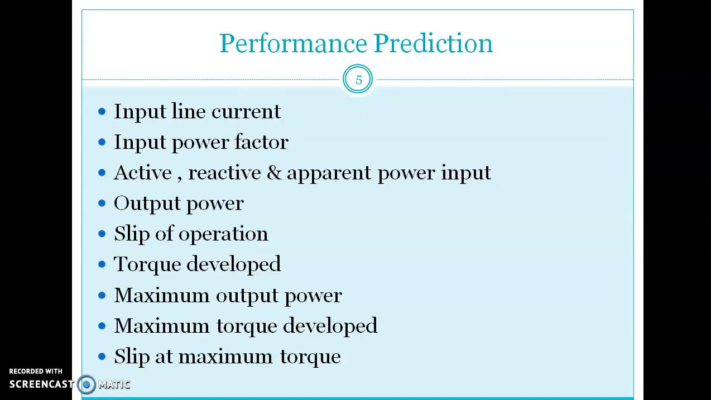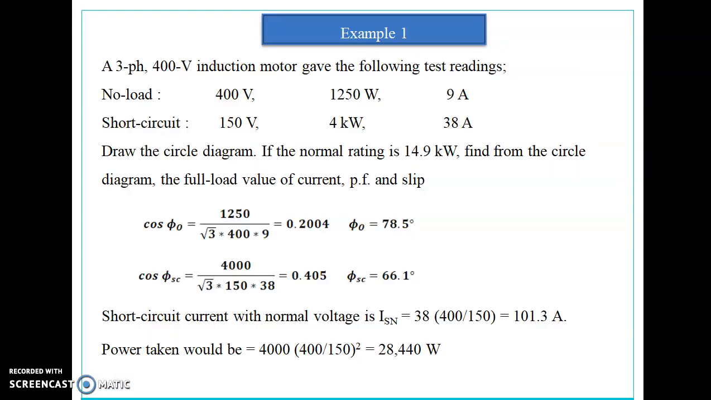With the help of an example, let's construct the circle diagram. Here the no load and short circuit test data are given.